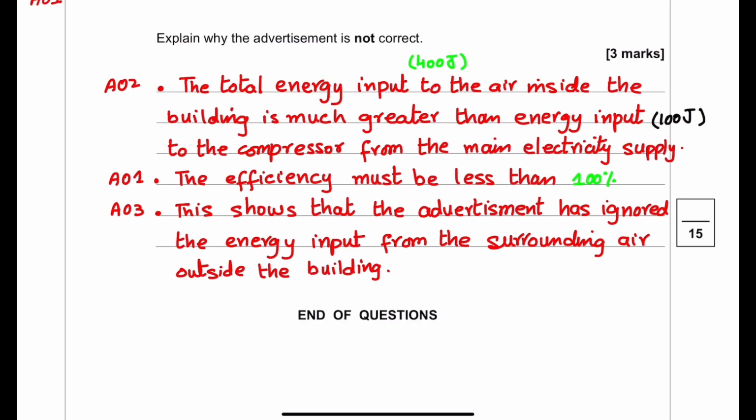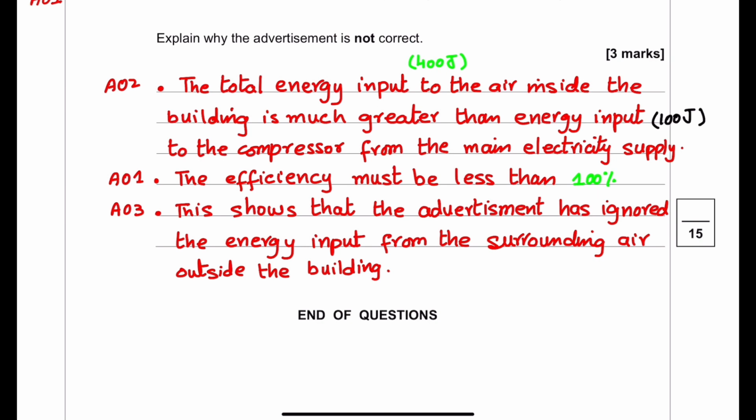The total energy output, which is 400 joules to the air inside the building, is much greater than the energy input of 100 joules to the compressor from the main electric supply. The efficiency must be less than 100%. If you look here, the output is 400 and the input is 100 joules, so this efficiency is more than 100%, which is not possible.